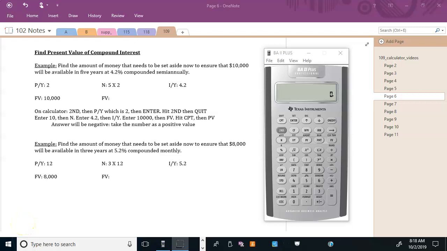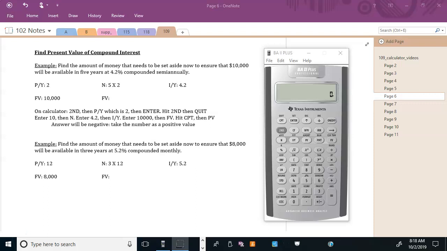Finding the present value of compound interest using the Texas Instruments BAII Plus calculator. Now, for these problems, we are going to ask what is the amount of money that needs to be set aside now so that we will have a certain amount in the future. So we know how much we want to have in the future, and then the question is, how much do I invest?